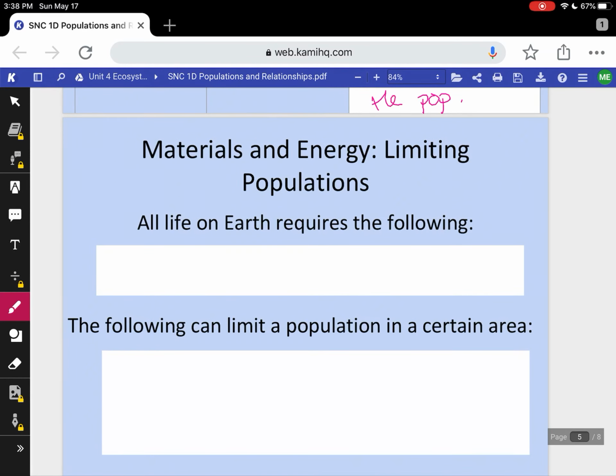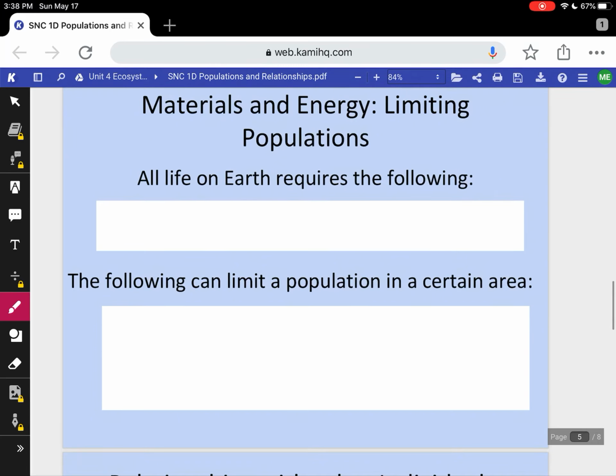Now, when we're looking at how materials and energy will limit our populations, every living thing on Earth needs at least these 4 things. So every living thing needs food, we need water, we need shelter, and we need space. Now, every organism is a little bit different in terms of what type of food and how much food, how much water, how much shelter, how much space, but everything on Earth requires this for life. And so depending on how much of everything is available, that's what's going to limit the size of our populations.